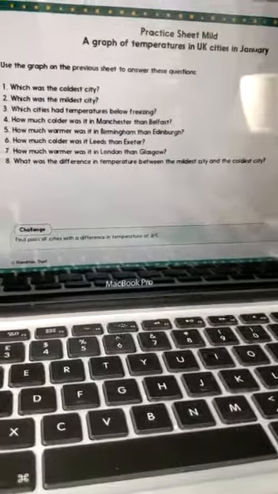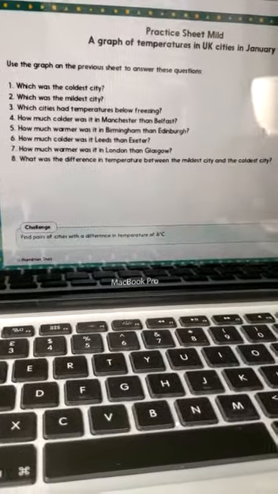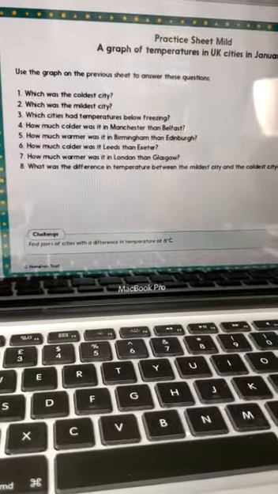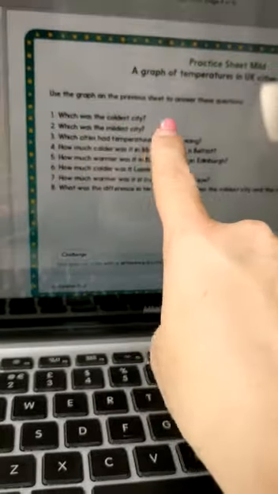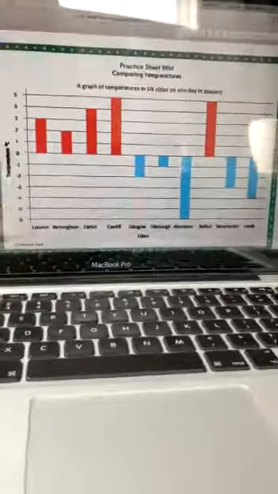What you're being asked to do is basically interpret the data from that graph. So let's have a little look. Number one, use the graph from the previous sheet to answer the questions. Number one, which was the coldest city? So let's click back through and we will find the coldest city.